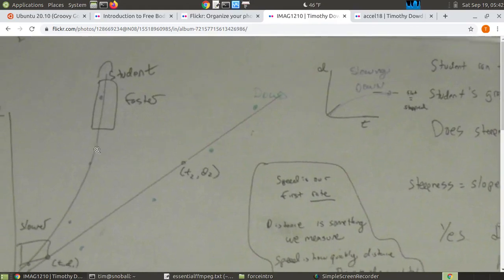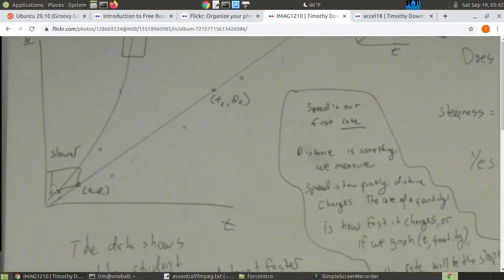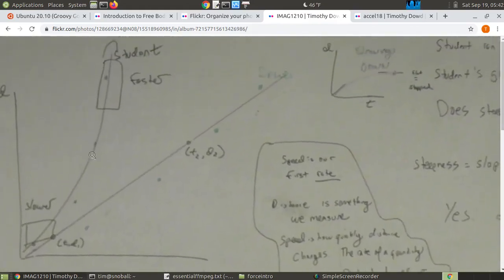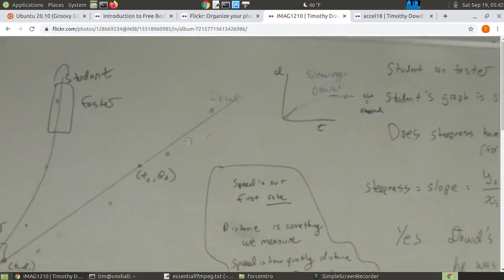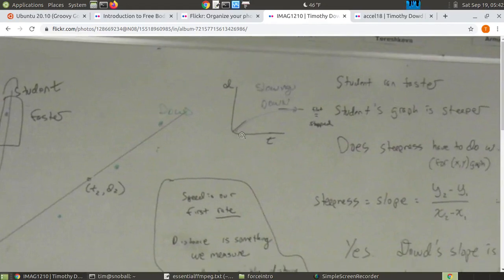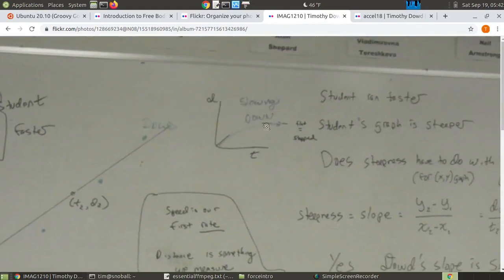Objects that are speeding up, like this one though, their slope is not constant. It gets steeper and steeper and steeper. And that corresponds to a larger and larger velocity. Here's a graph of an object slowing down. Its slope is getting shallower and shallower and shallower.